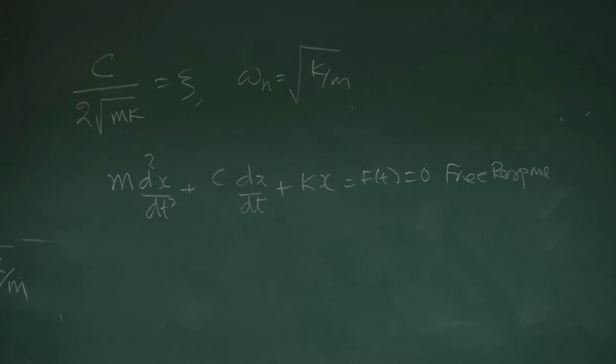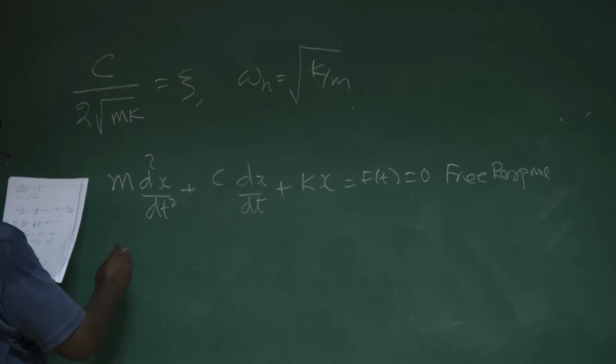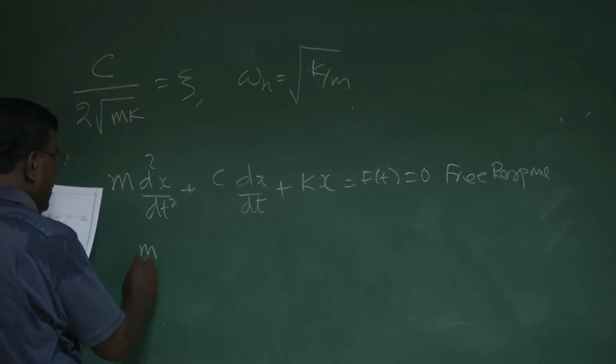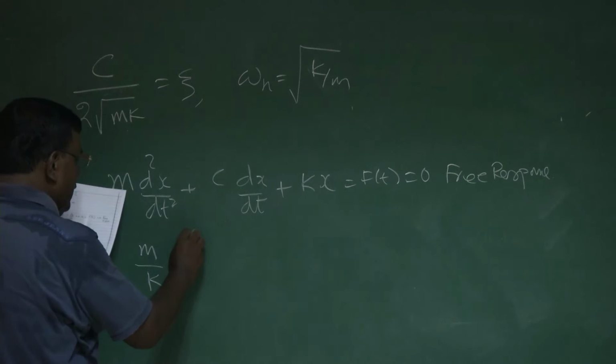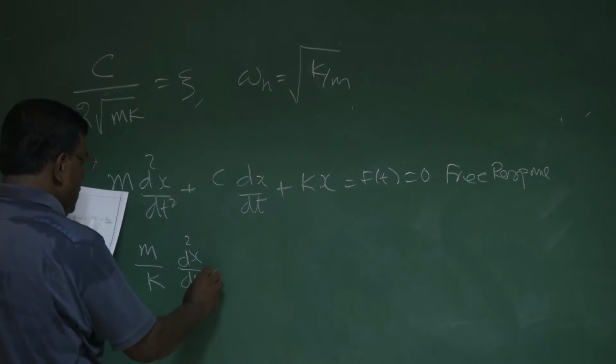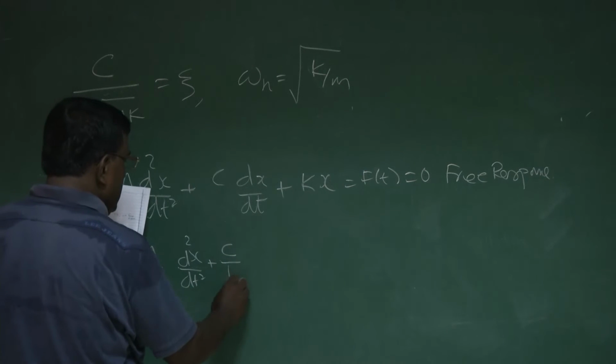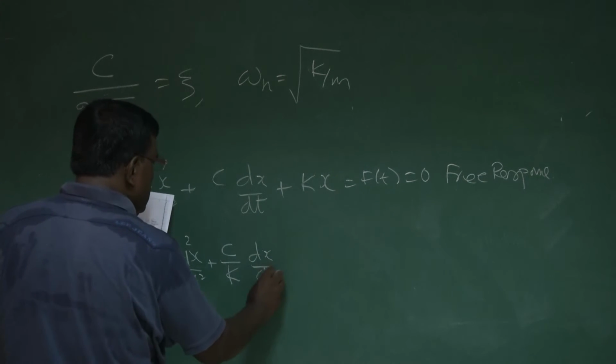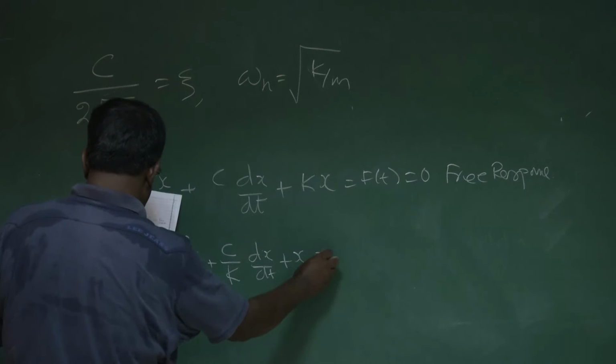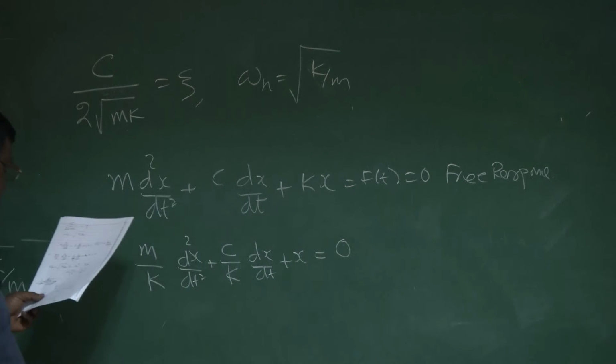Please understand, I have used this term equation of motion. When I write m d square x by dt square plus c dx by dt plus k x, it has come from that force balance, right? Newton's first law. So this will be referred to as the equation of motion. If I do that, then I can write this as m by k d square x by dt square plus c by k dx by dt plus x is equal to 0 for free response.